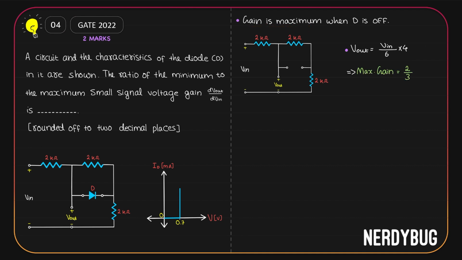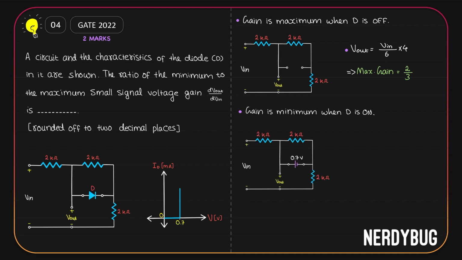Let's take the second case where D is on and the gain is minimum. Since the diode is on, we can model it as a cell whose potential is 0.7. Then the circuit will look like this. Now assume that a current I flows over here. At this junction, it will split into two. This part of the current will flow like this. This one will flow like this. Finally, at this junction, they combine again.